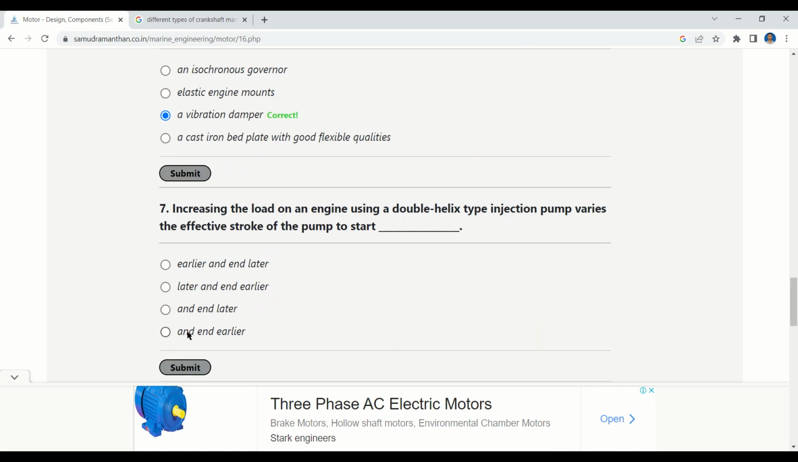Our next question is: increasing the load on an engine using double helix type injection pumps varies the effective stroke of the pump to start, and the options are earlier and end later, later and end earlier, and the correct option should be earlier and end later.